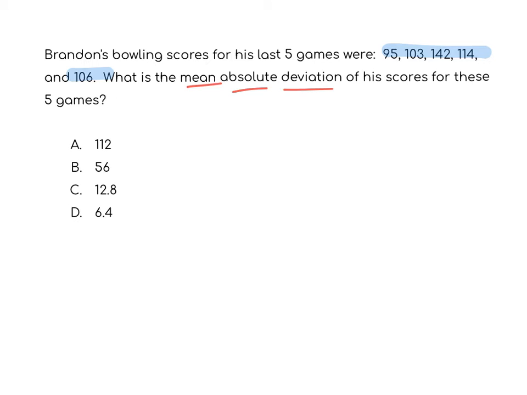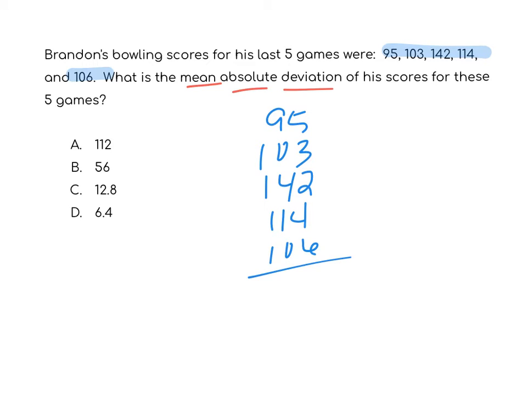All right, so mean refers to the average, so we're going to add these numbers together. 103, 142, 114, and 106. There we go. Okay, and of course, grab your calculator, but this doesn't look too bad. 4 and 6 is 10, 5 and 3 is 8, and 2 is 10, so that gives me 20. So now I'm going to do 9 and 1 is 10, 14, 15, 16, 1, 2, 3, 4, 5, 560.